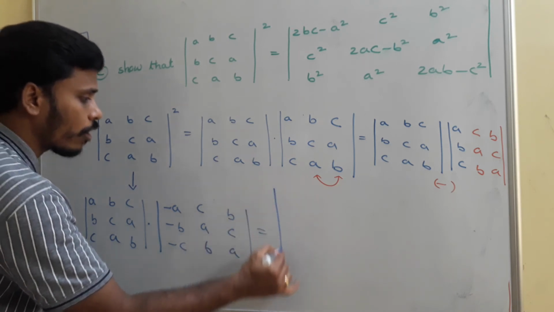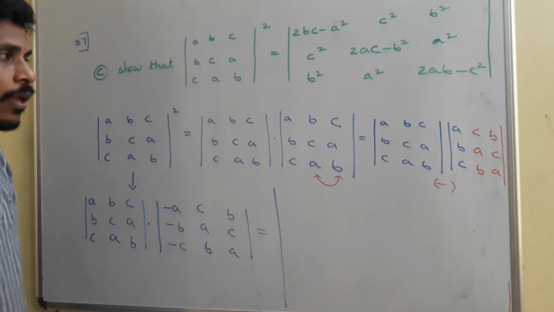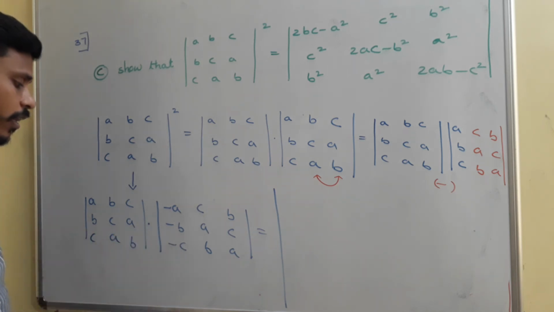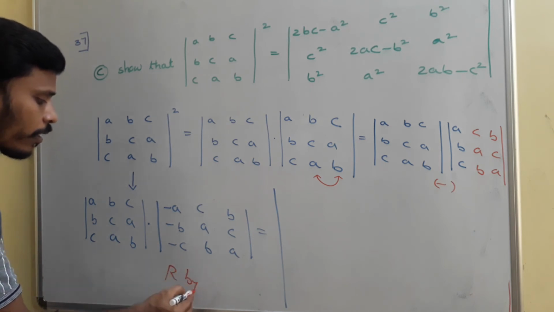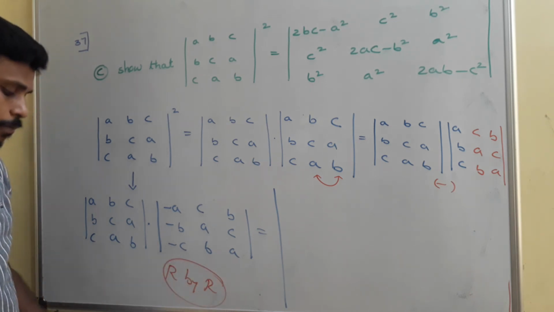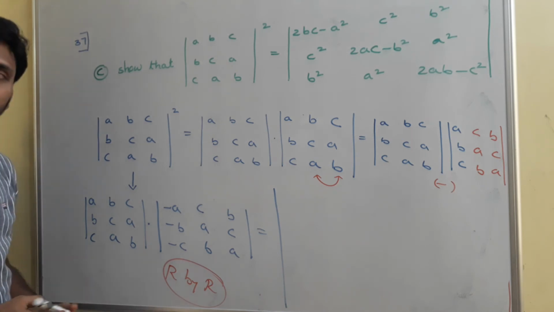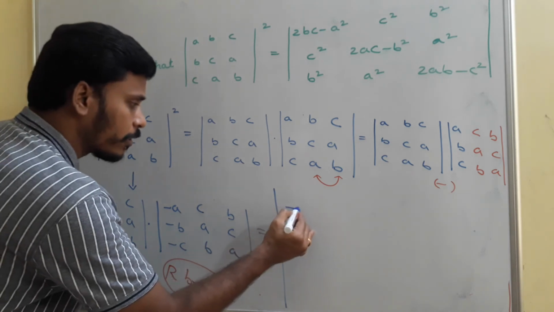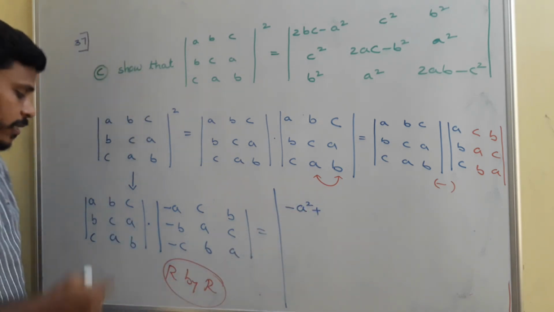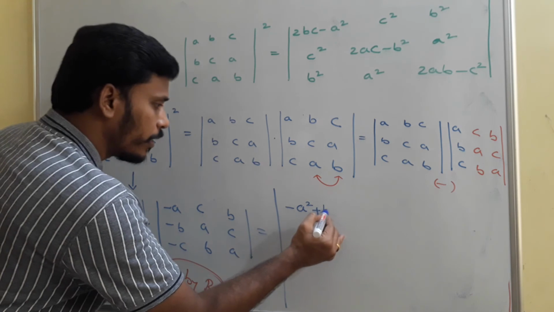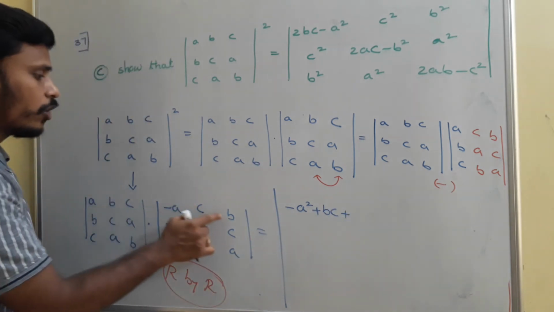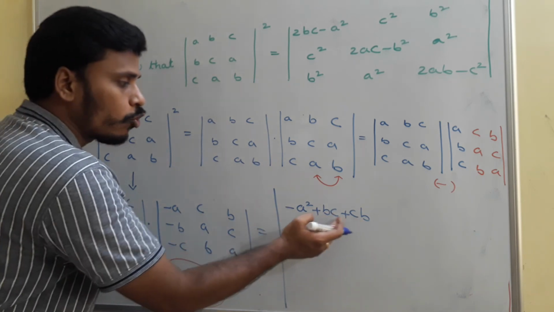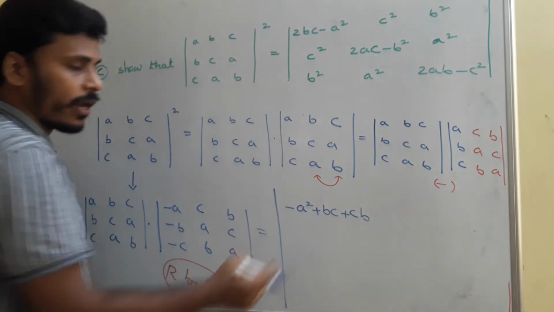So this is equal to, now we need to calculate the determinant. You may go with row by row or row by column, anything. I am moving with product multiplication by row. So you multiply the first row with the first row. A into minus A is minus A square, plus B into C is BC, plus C into B is CB. If you simplify, it is 2BC minus A square.